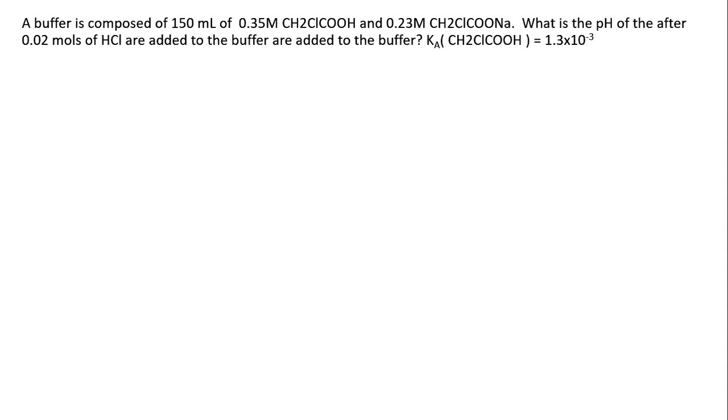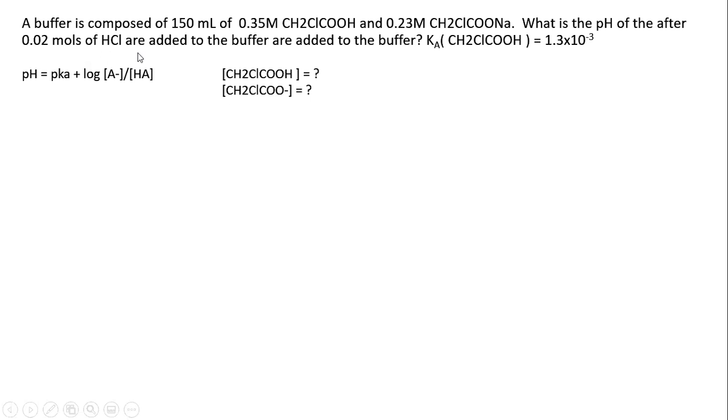So since we're adding a strong acid to the buffer, it's going to react with the weak base, aka the chloroacetate, and it's going to produce more chloroacetic acid. Since this is a buffer, we'll be using the Henderson-Hasselbalch equation. In order to solve this problem, we need to know the concentration of chloroacetic acid and chloroacetate that remains after we've added the 0.02 moles of HCl.